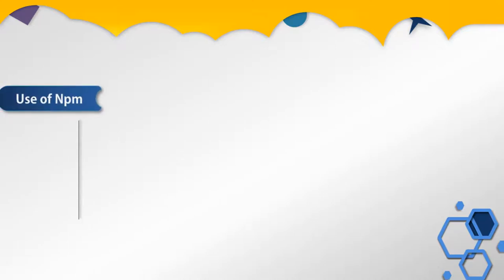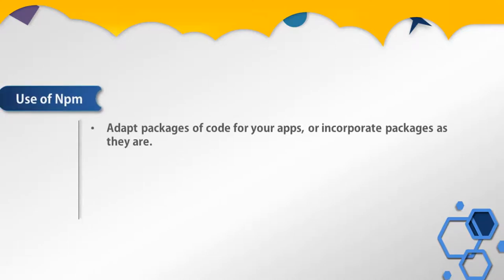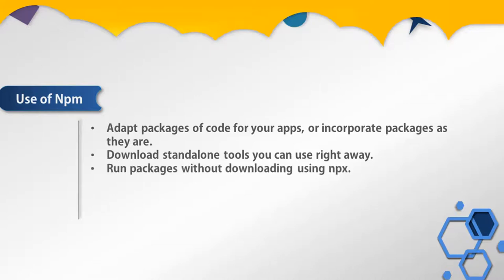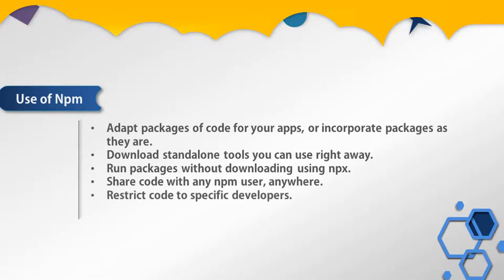Now, let's understand what is the use of NPM. The use of NPM is to adopt packages of code for your apps or incorporate packages as they are. You can also use NPM to download standalone tools which you can use right away. NPM is also used to run packages without downloading using NPX. Using NPM, you can share code with any NPM user anywhere. Using NPM, you can restrict code to specific developers.